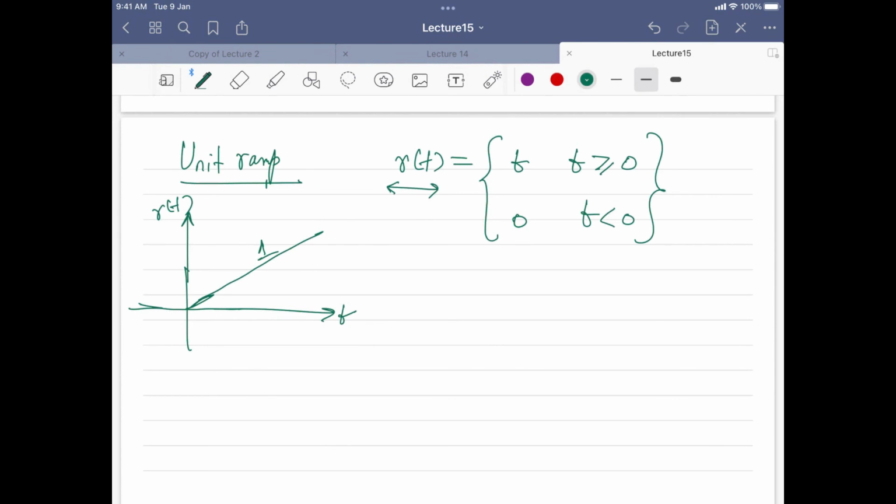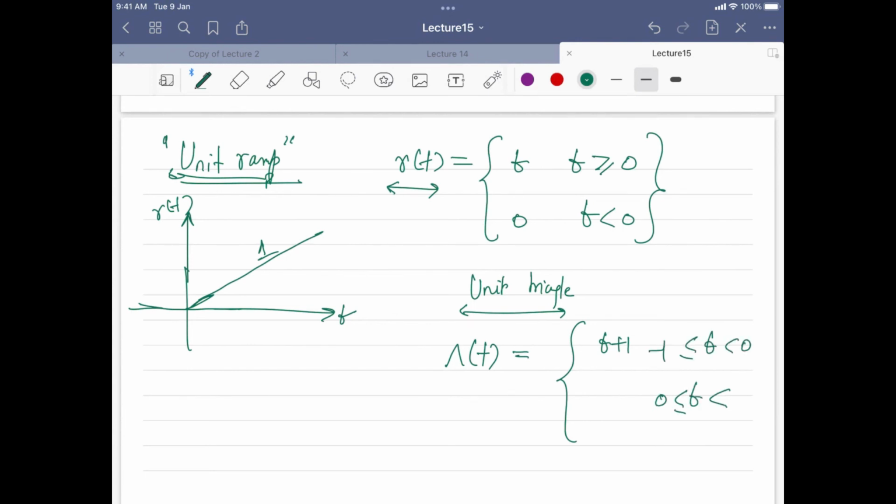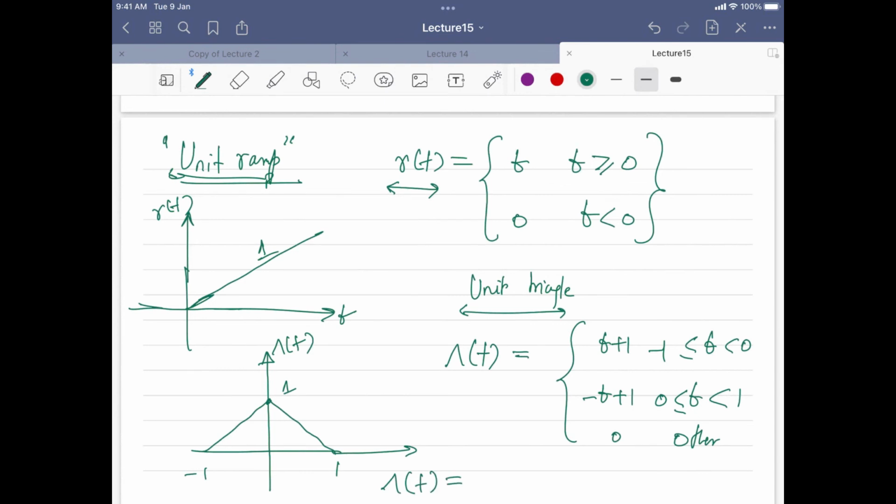You can use these to build up some complex signals, which I will discuss now. There is another signal, which is the unit triangle. It is mathematically defined as t plus 1 for t between minus 1 and 0, and minus t plus 1 for t from 0 to less than 1, and otherwise it is 0. If you plot it, you will get this triangle, with peak 1 between minus 1 and 1. This unit triangle can be represented in terms of ramp functions like this.